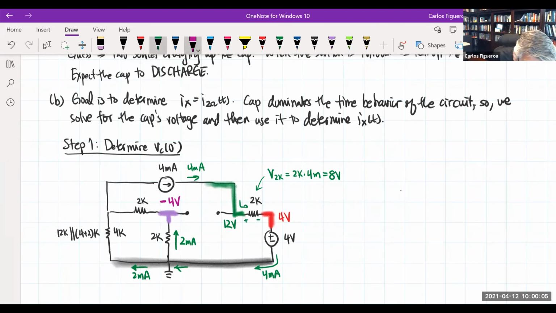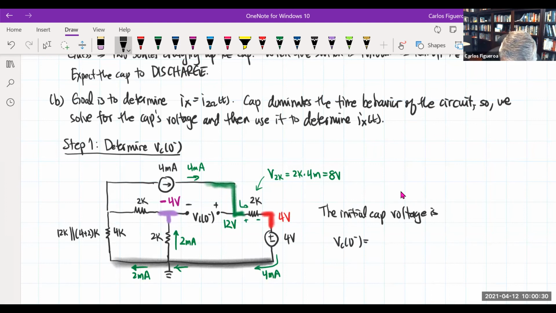So in other words, when I look at the voltage of this cap here, I see now that this is 0 minus. So now computing this, what I'm seeing here is that the initial cap voltage, VC of 0 minus, is going to be 12 volts minus minus 4, which then gives me plus 16 volts. Right? That gives me plus 16 volts. So now I have my initial voltage of the cap, and I could now go on to the second step here.